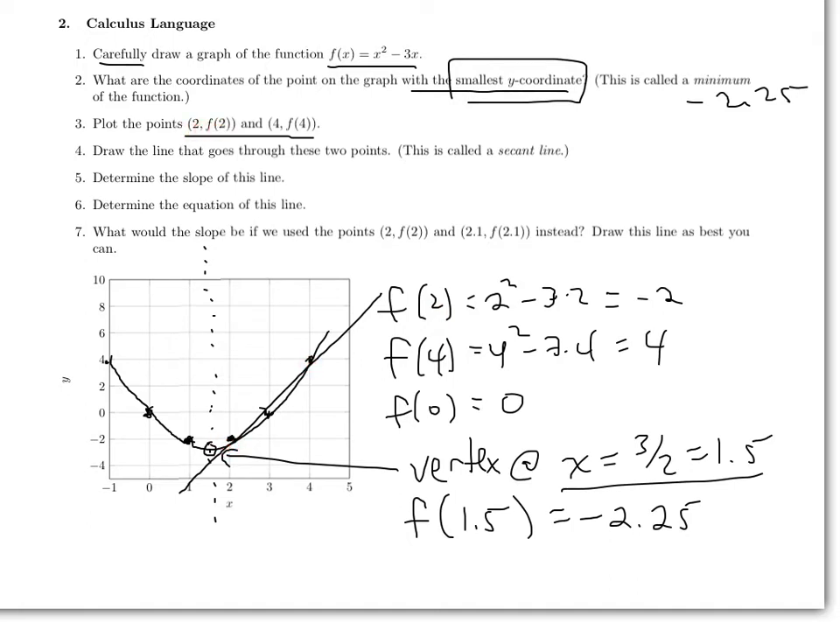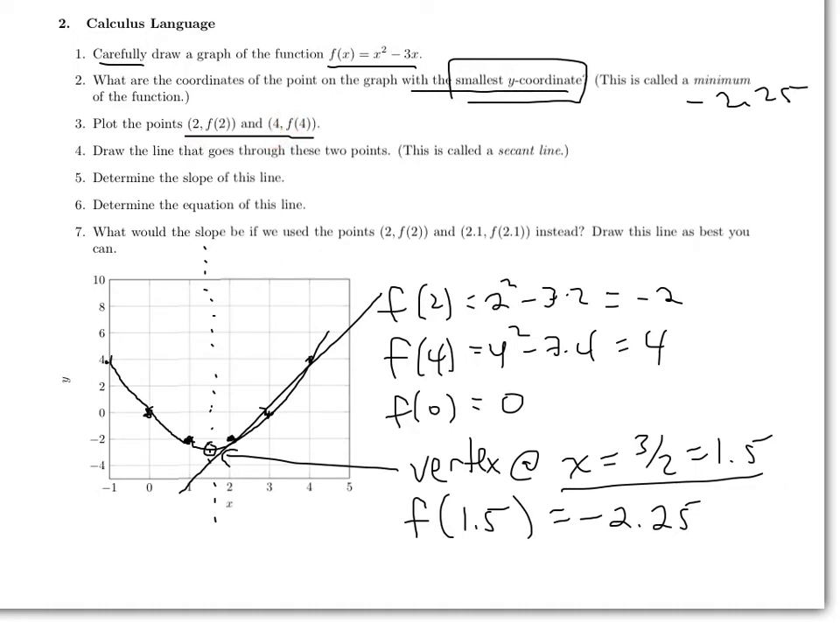2, f of 2 means this point on the curve, and 4, f of 4 means this point on the curve. All points on the curve are going to have this form. It's going to be an x-coordinate, comma, f of that same x-coordinate. So when you see something like this, that's describing a point on the curve when x is 2. This is the point on the curve when x is 4.